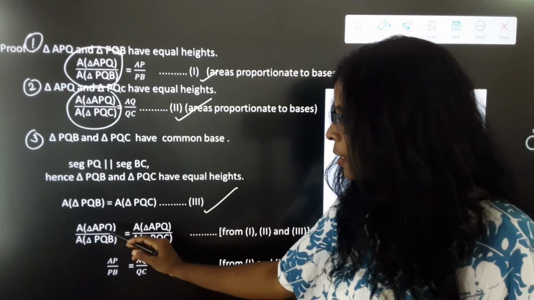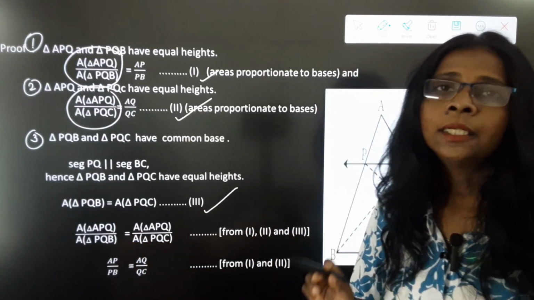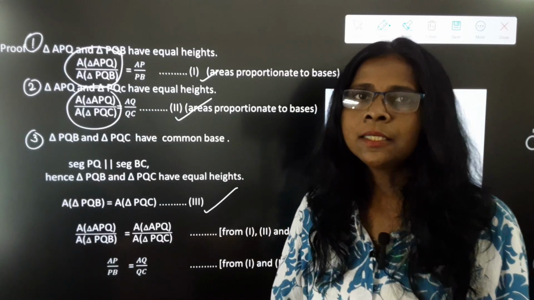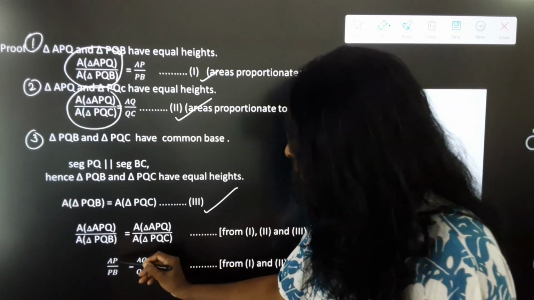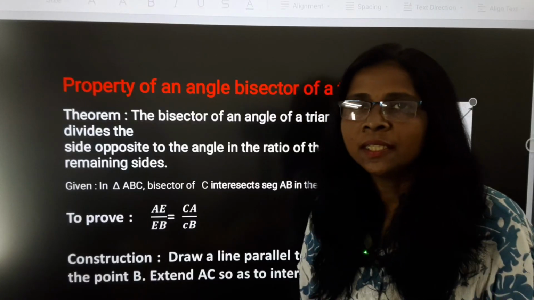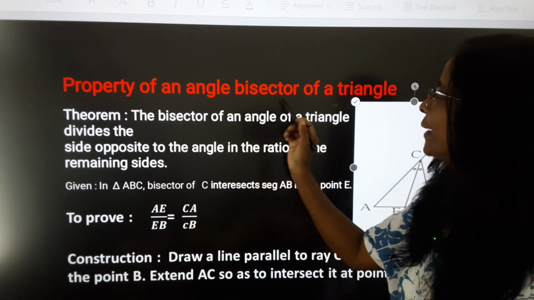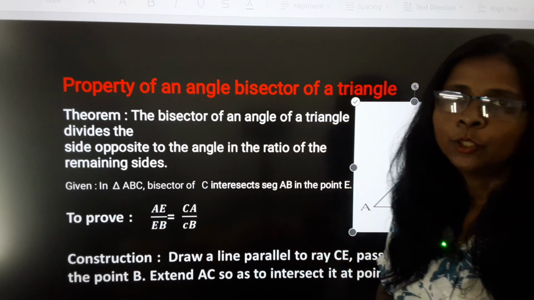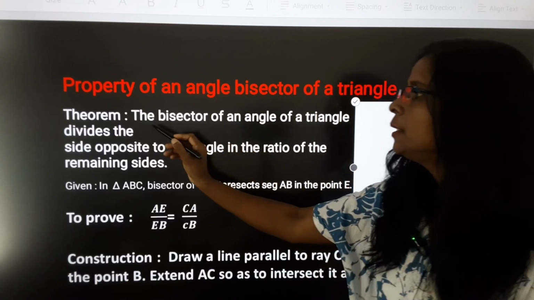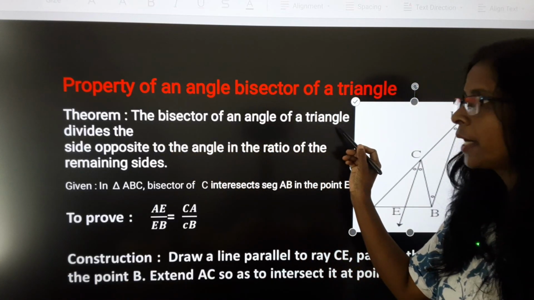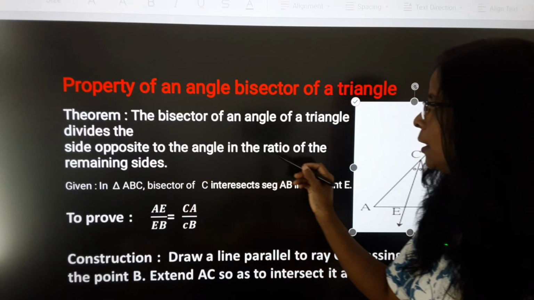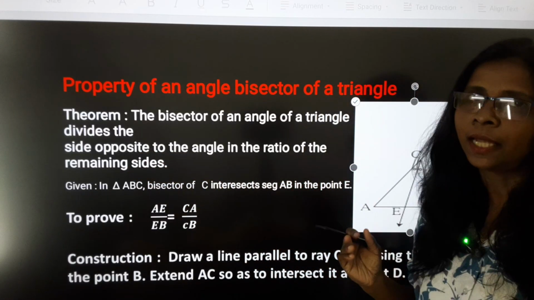Okay, so now from this, by the ratios of areas of two triangles, their ratios are AP upon PP is equal to AQ upon QC. So students, see the property of an angle bisector of a triangle. There is a theorem for this property. The statement is: the bisector of an angle of a triangle divides the side opposite to the angle in the ratio of the remaining sides.